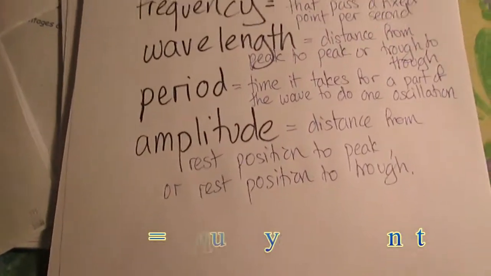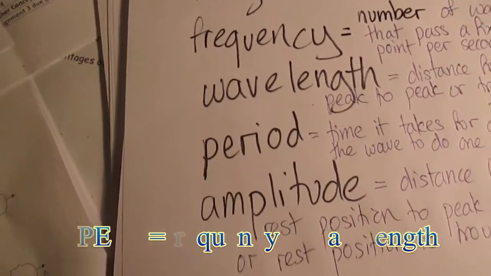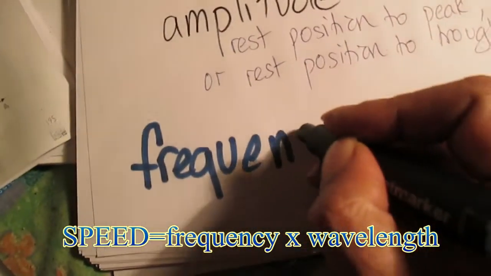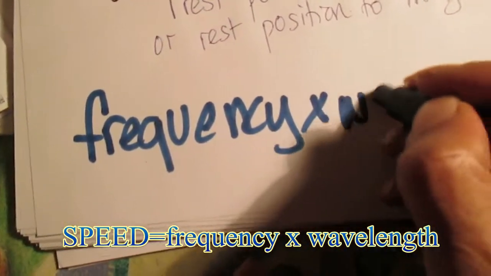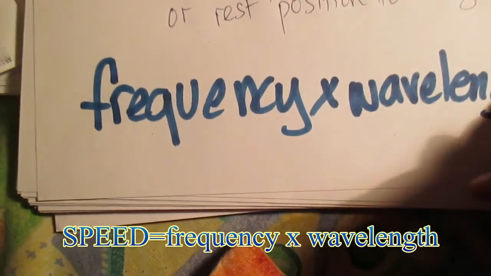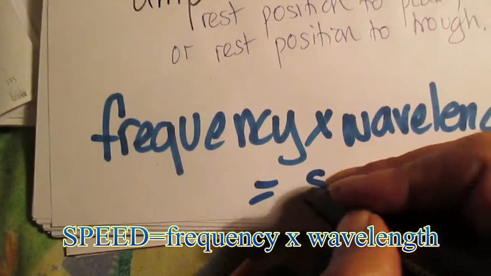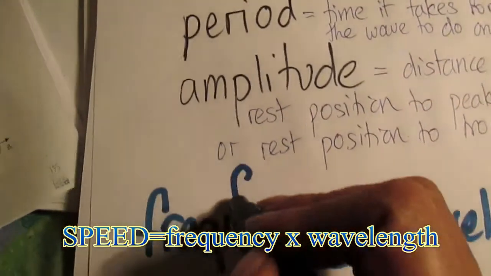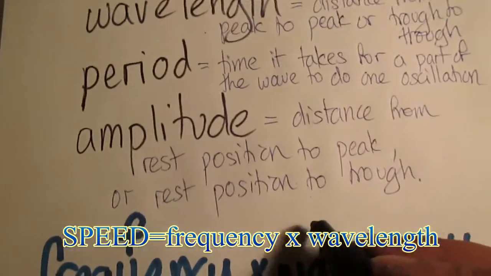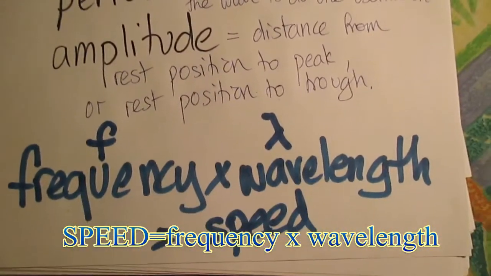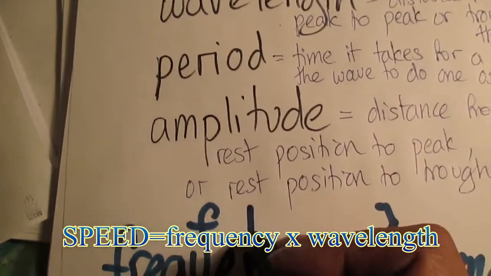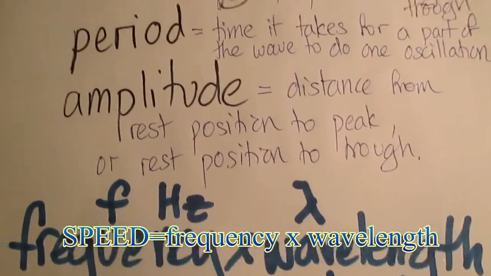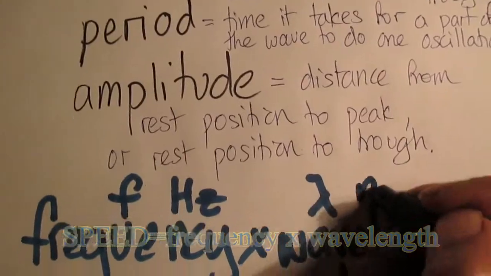The only equation I'm expecting you to know is that frequency times wavelength equals the speed of the wave. And the symbols we use are f for frequency, lambda for wavelength. f is measured in hertz, that's number of oscillations per second, and lambda is measured in meters.